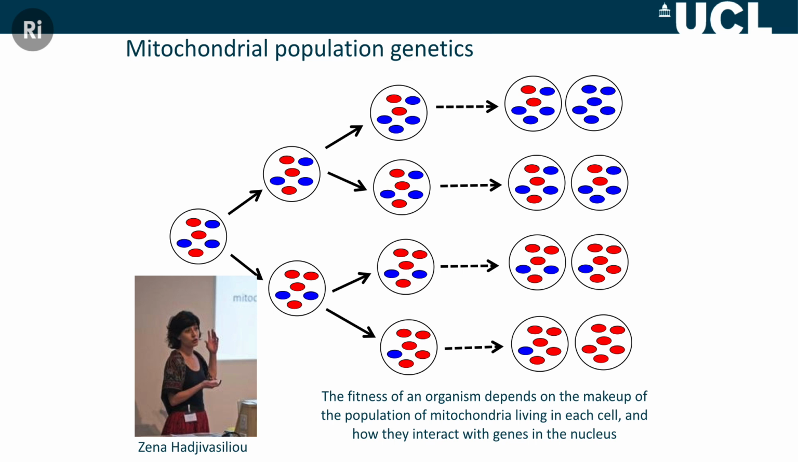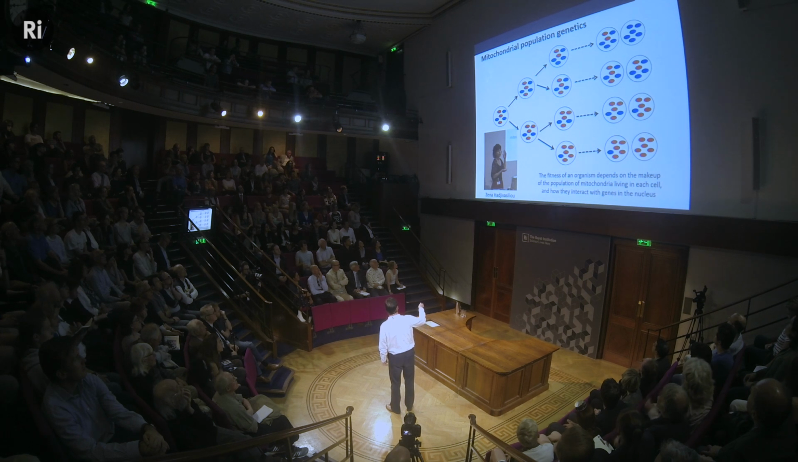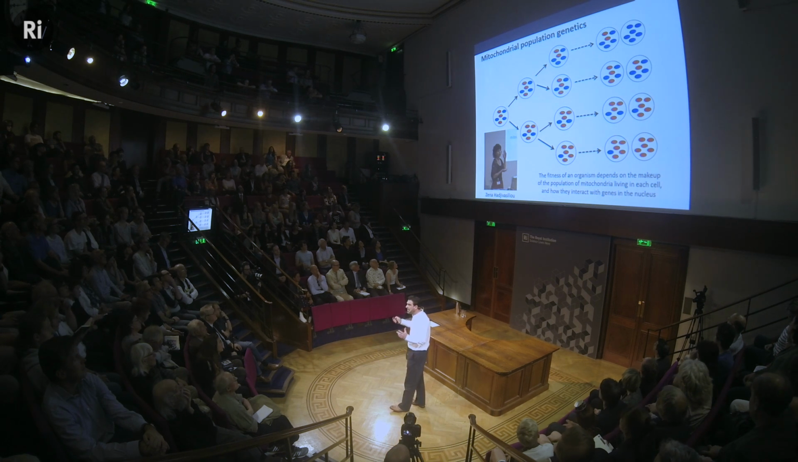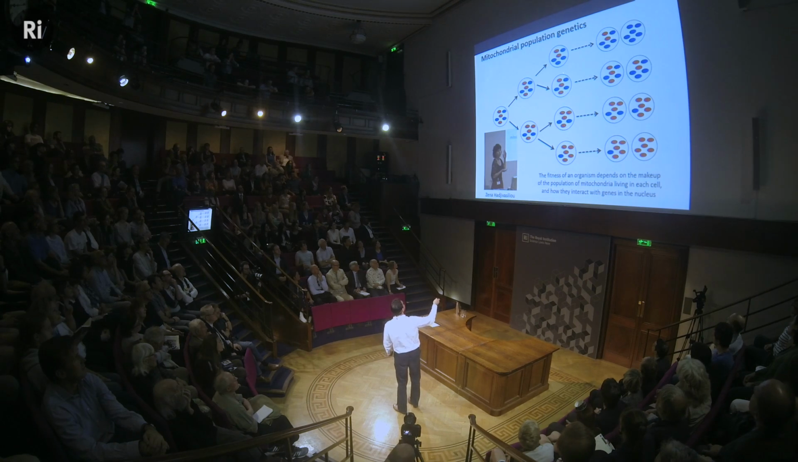And we've been doing some population genetics on this in the department. Zina Hadjivassiliou just finished a PhD about a year ago working on this. I'm not going to talk about that now, but you can see immediately just looking at this that if you have a population of mitochondria within a cell, they differ. They mutate in different ways. They can become different. They segregate in different ways.